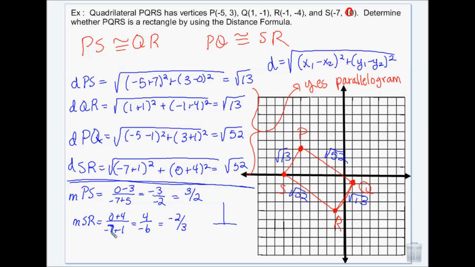See, this is way too much. So they are perpendicular, which means that this is a 90-degree angle. Well, if this is a 90-degree angle, so is that. And so is that. And so is that. So we are a rectangle.